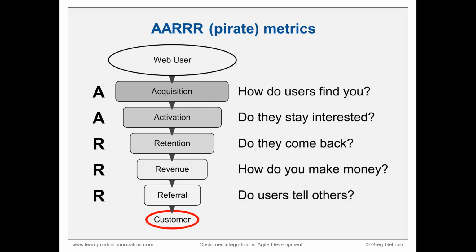Pirate metrics obviously get their name from the AARRR acronym that describes the 5 stages needed to capture a customer. Acquisition, how do users find you? Activation, how do you stay interested? Retention, do they come back? Revenue, are you making money? And referral, are users telling their friends?